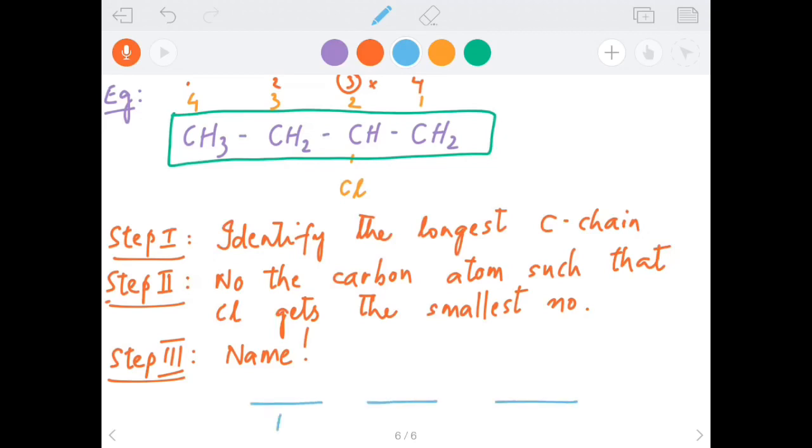And finally, in the third step, we're going to name it based on the 3 parts to it. One is the prefix, second is root word, and third is the suffix. If you notice, for the prefix, we have chloro, which is attached to the second carbon atom. So my prefix is going to be 2-chloro. If you identify the root word, there are 4 carbon atoms. So it is going to be but. If you notice, the functional group only happens to be a single bond, so it's going to be ane. So the final name is going to be 2-chlorobutane. I'm just going to give you a few seconds to absorb this.